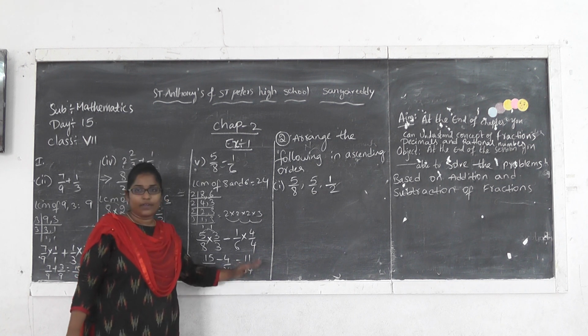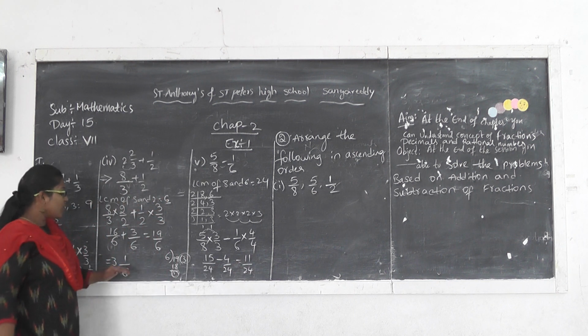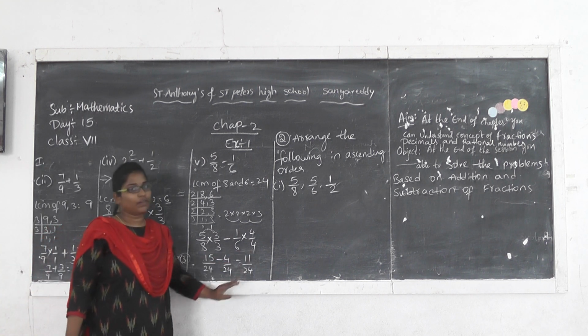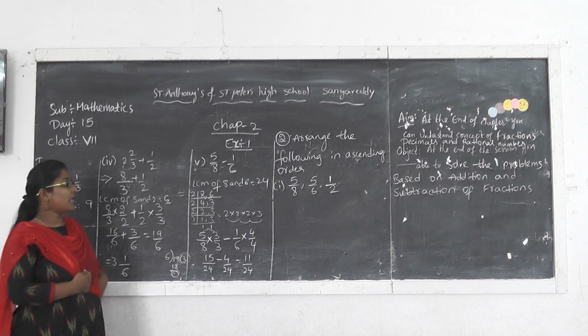So here, no need to convert into a mixed fraction. If it is an improper fraction, we have to convert it into a mixed fraction. If it is a proper fraction, that will be the answer. Are you able to understand how to find it?